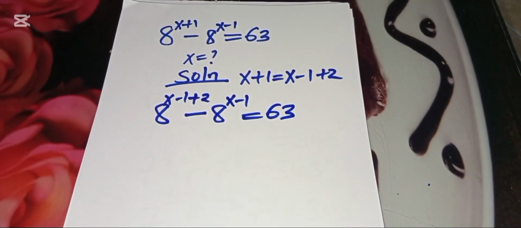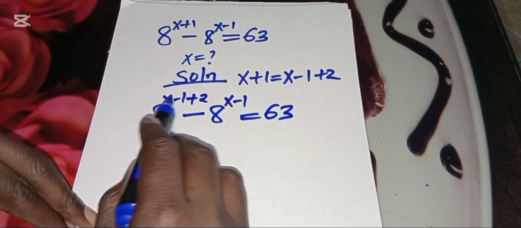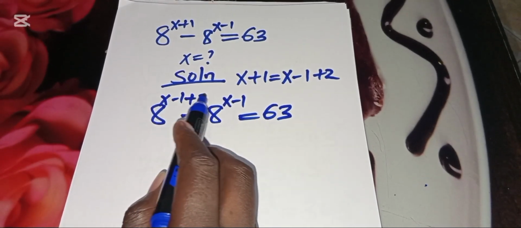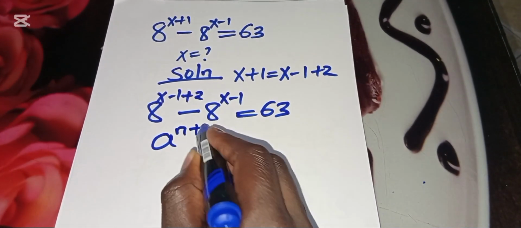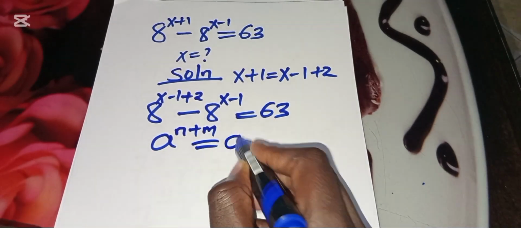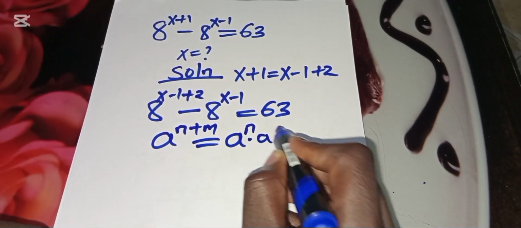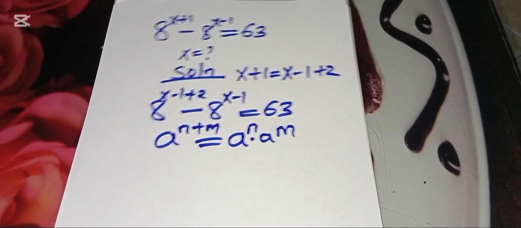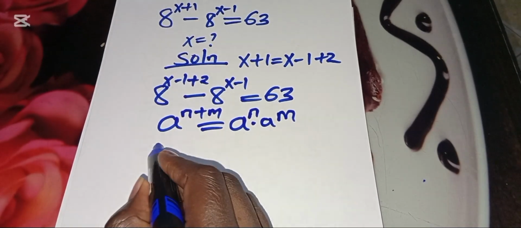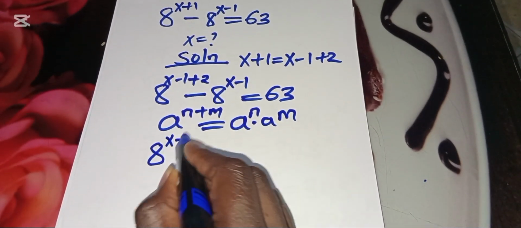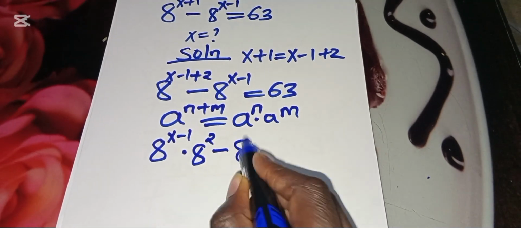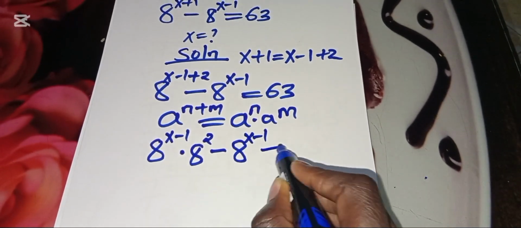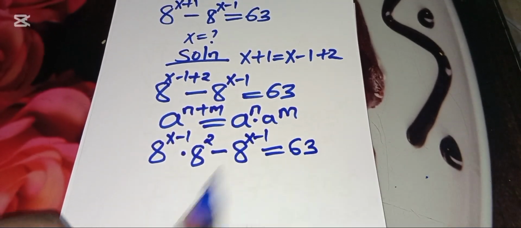Now as you can see, 8 raised to power x minus 1 plus 2 is in the form of a raised to power n plus m, which you can transform to a raised to power n multiplied by a raised to power m. So from there we're going to have 8 raised to power x minus 1 multiplied by 8 raised to power 2 subtract 8 raised to power x minus 1. This is equal to 63.